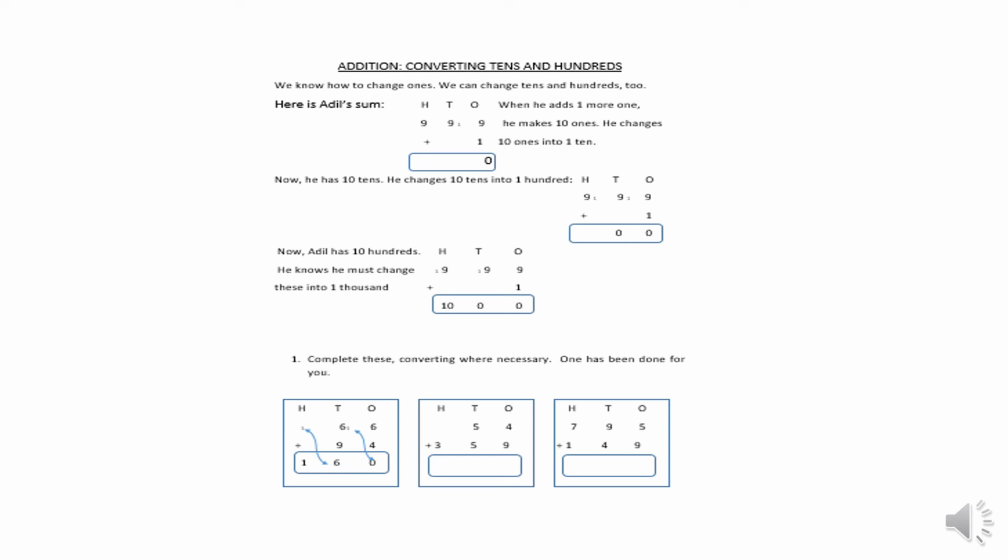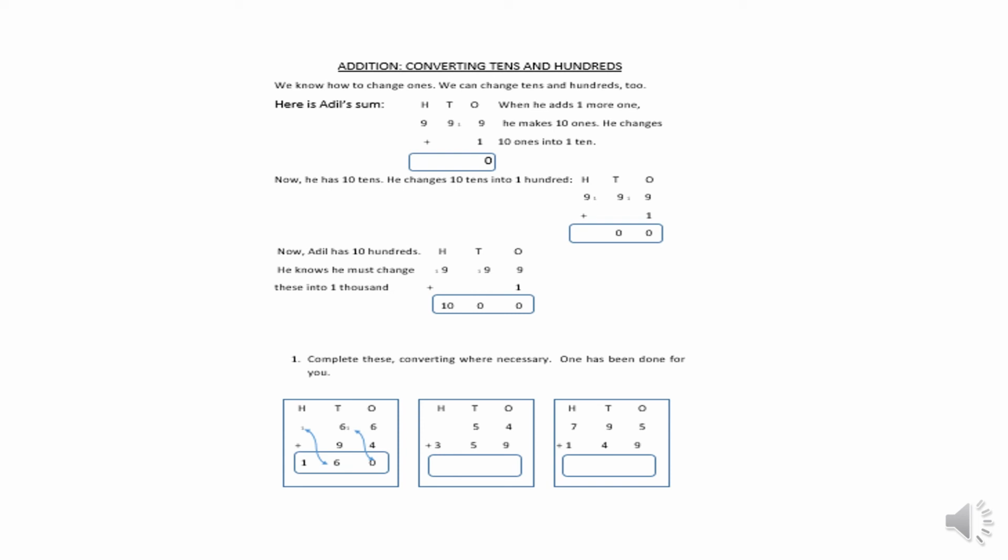Complete these, converting where necessary. One has been done for you. In this first sum that is already done for you, in ones you have 6 and 4, in tens you have 6 and 9, and in hundreds you have no number. We will start from ones. So 6 plus 4 is 10. You will write 0 in ones and will carry 1 to the tens.